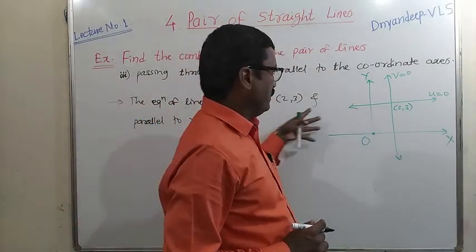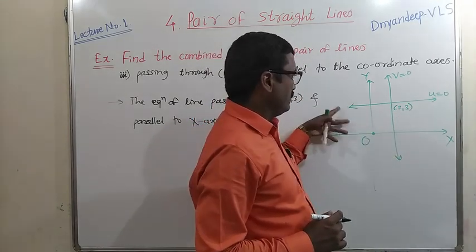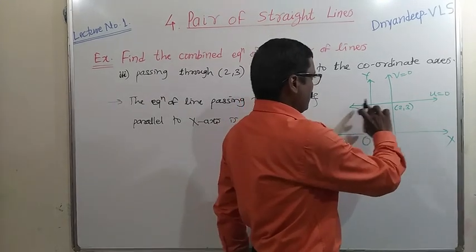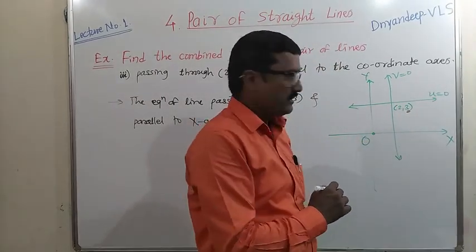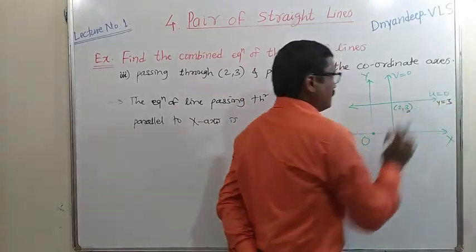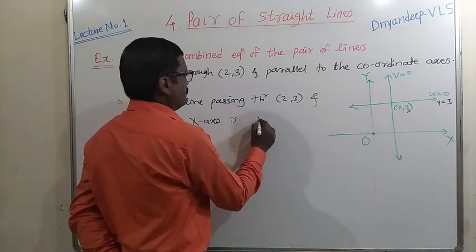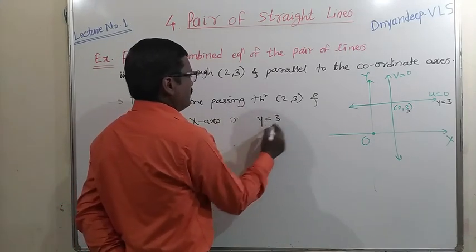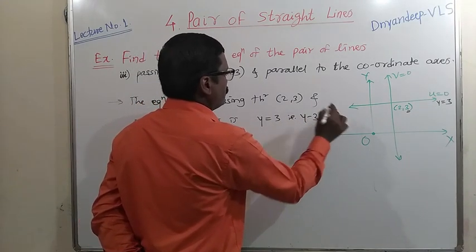What will be the equation of the line which passes through 2, 3 and is parallel to the x-axis? If a point lies on this line which is parallel to the x-axis, its y coordinate is always constant. So this 3 is always constant. So the equation of this line will be y equal to 3. This u equal to 0 is nothing but y equal to 3, that is y minus 3 equal to 0.